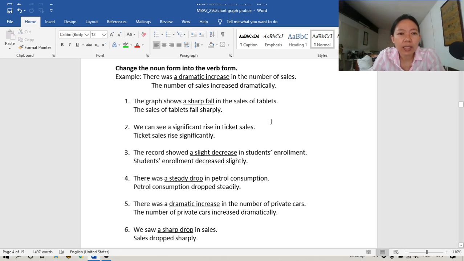So look at sentence one together. The graph shows a sharp fall in the sales of the tablet. So we need the subject for the new sentence. So here, the sales of the tablet become the subject. And then we change a fall from a noun into a verb, luckily, because they have the same form here. And then we change adjective into an adverb. So we have the sales of the tablet fall sharply.